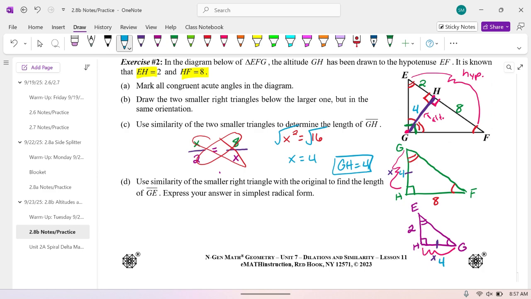Now, we use similarity to find the smaller right triangle from the original to find the length of GE. So remember, this is the medium, this is the small, this is the large. They want us to use the smaller right triangle, so we're going to use the purple one and the original, so the one that was already drawn for us, to find the length of GE. So we're now finding this length right here, and let's call that y.